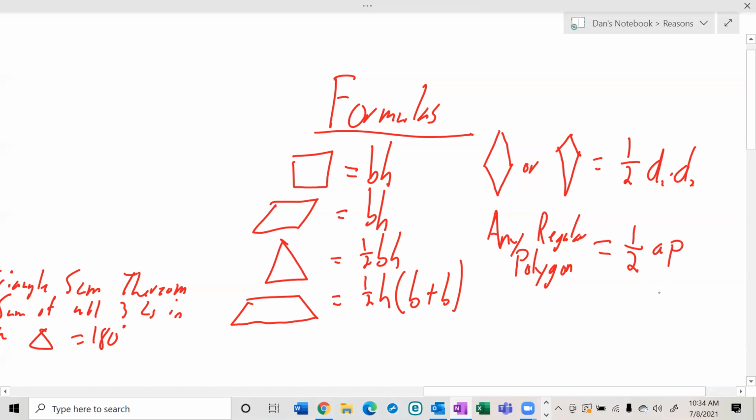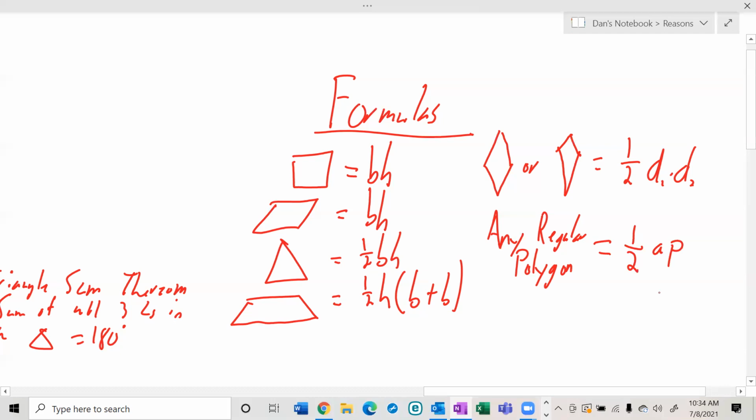One half the apothem times the perimeter. All right, so those are all formulas, and we'll add more to this. You guys need to know this stuff and be at least ready to access it if you don't have it memorized. So you need to know when you use this. You use it for a regular shape.